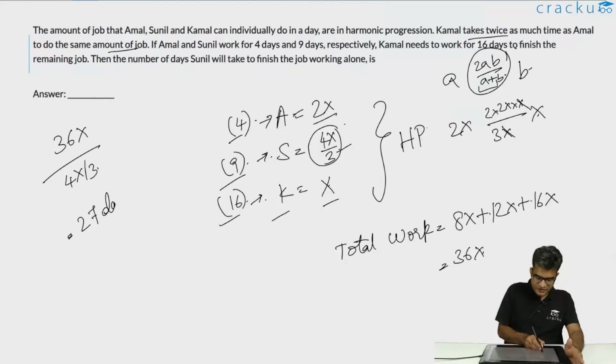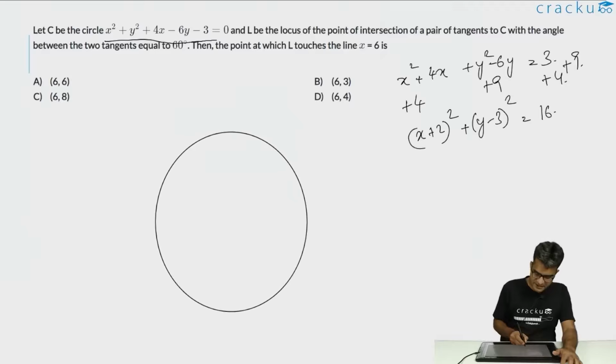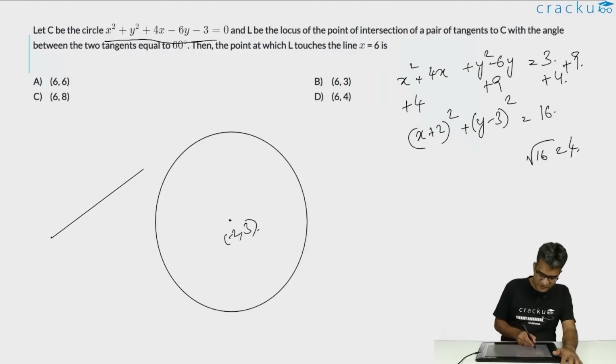So this is basically a circle. The center of the circle is minus 2, 3 and the radius of the circle is square root of 16, which is equal to 4. Now suppose there is a point over here such that if you are drawing two tangents from this point to the circle, the angle between the tangents is 60 degrees.